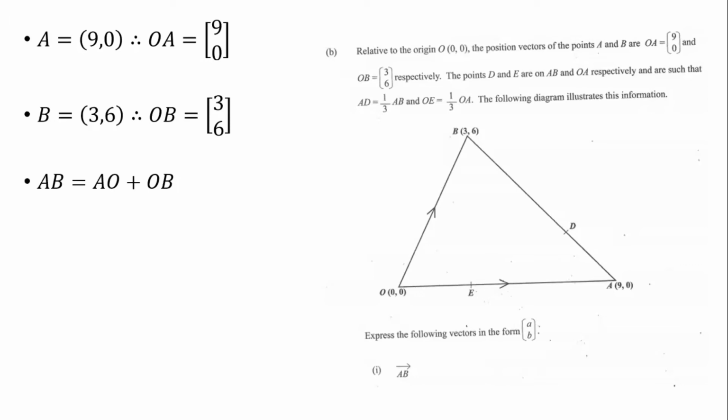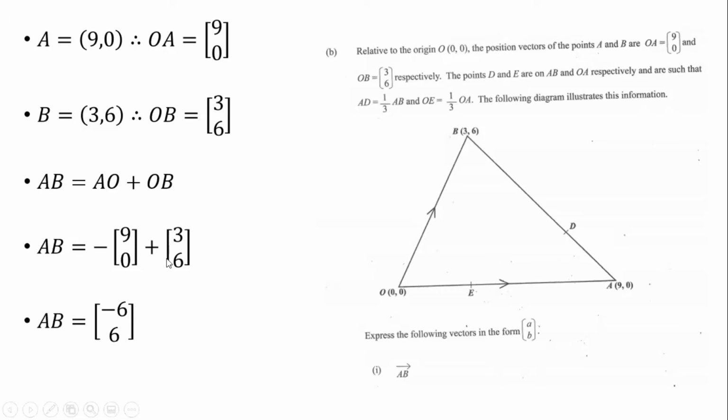So AB, which we're asked to find, is AO plus OB. Because OA is now flipped to AO, it changes the sign, and we get negative (9, 0) plus (3, 6) from OB. When we do that, negative 9 plus 3 gives us negative 6, and 0 plus 6 gives us 6. So our answer for AB is (negative 6, 6), which is in the form required by the question.